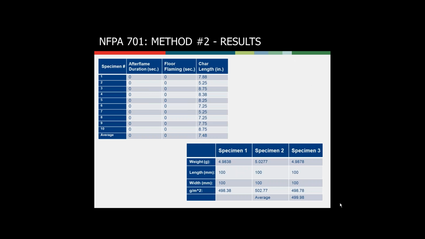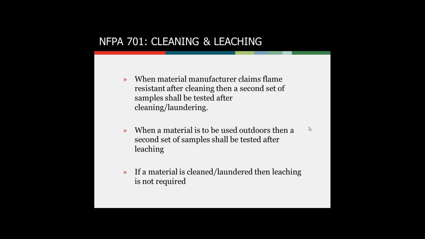As for laundering and leaching procedures, when a test material manufacturer has rated the material as maintaining a flame resistance after cleaning and weathering, it is laundered and leached. A second set of materials is tested after the laundering or the leaching, as well as the materials that are initially tested. Laundering is performed according to the manufacturer's instructions. 3 full cycles of dry cleaning are conducted, or 5 full cycles of laundering are conducted.